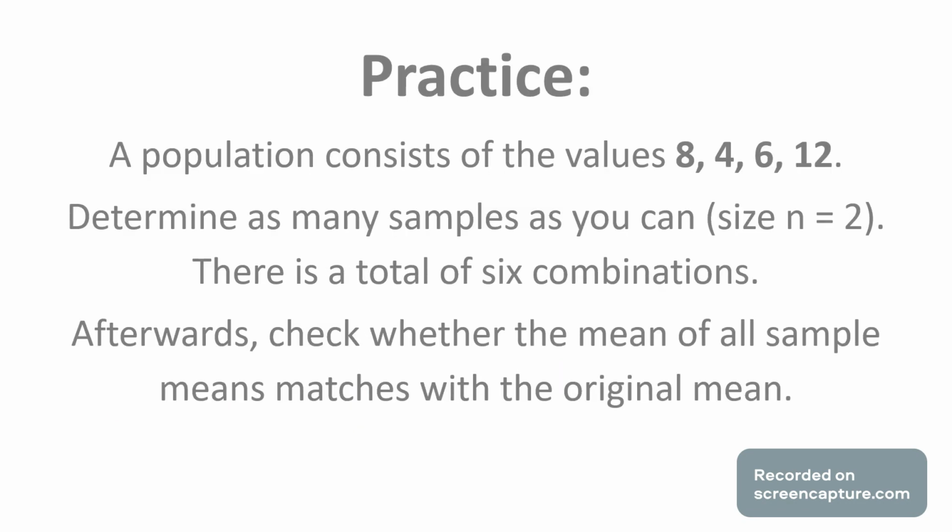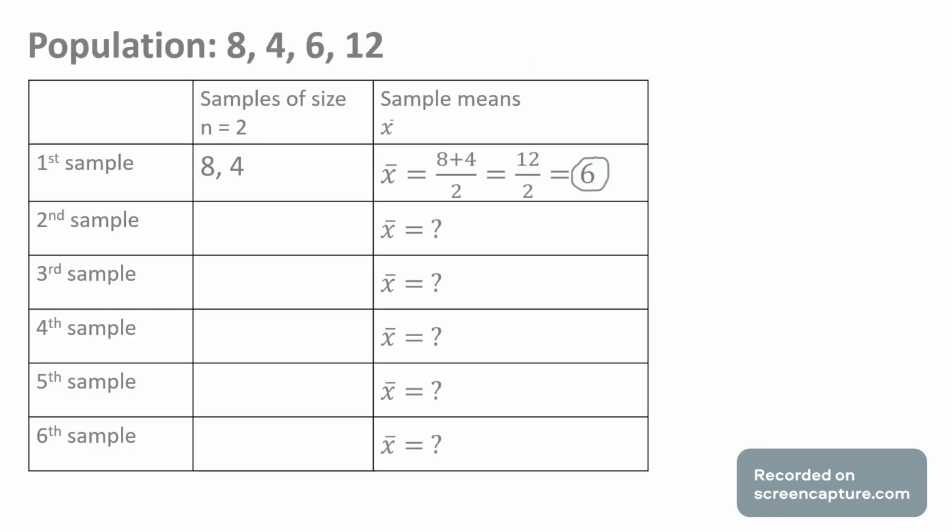Now, for your practice, a population size big N equals 4 consists of the values 8, 4, 6, 12. List as many samples as you can. Use sample size small n equals 2. There are 6 combinations you may try to identify. Afterwards, get the respective sample means. The first sample has been unlocked for you. Find the others. Check your work by getting the mean of all sample means and see whether it matches the original population mean mu.